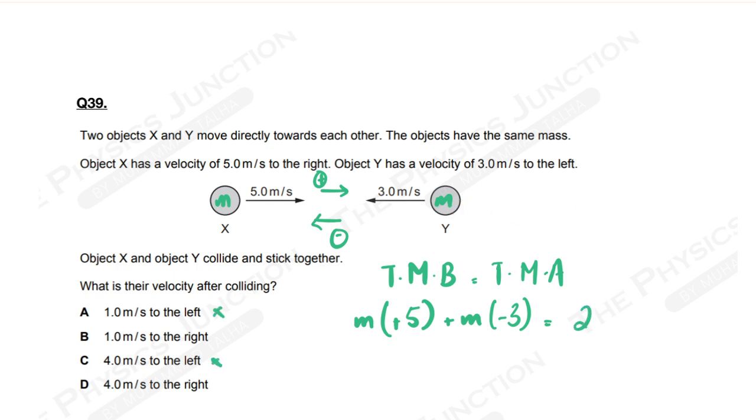Equals total momentum after, so they stick, so their masses add up, equal to this. So this is 2m, right? 5m minus 3m is 2m equals 2mv. So these cancel out, and this is 1 to the right.